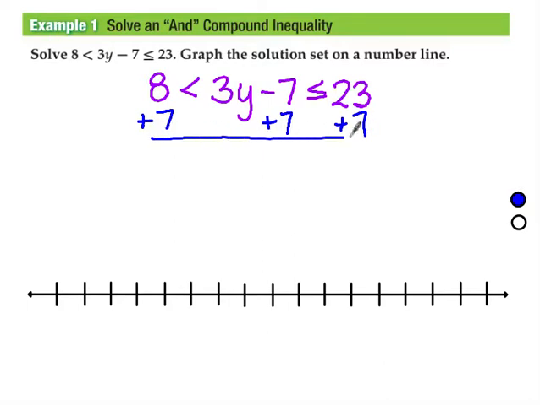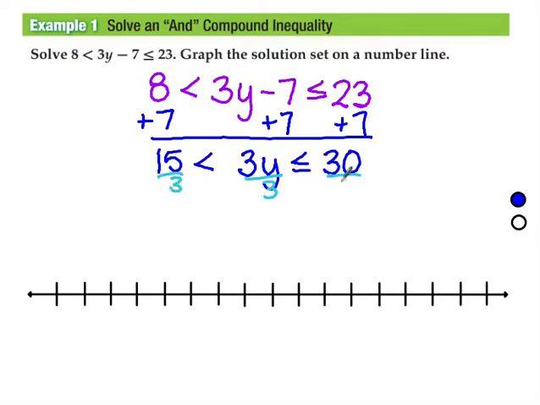Now I'm going to take 8 plus 7, which is 15. In the middle, my 7s cancel, and I'm left with 3y. And then I've got 23 plus 7, which is 30. Now, once again, I need to solve that for y. So what am I going to do? Divide by 3. I've got 3 different parts that I need to divide by 3. So I end up getting 5 is less than or equal to y is less than or equal to 10.